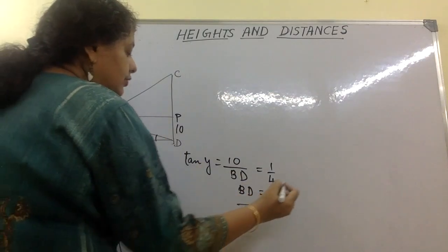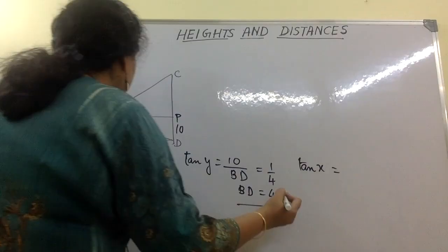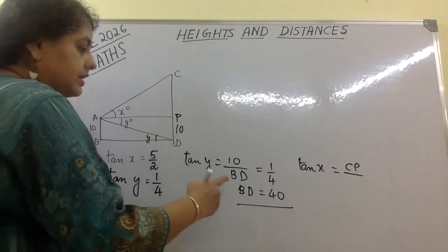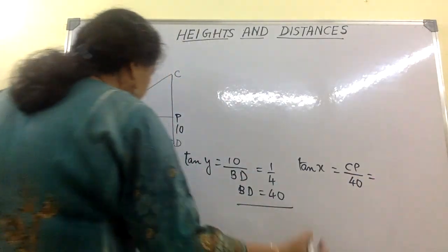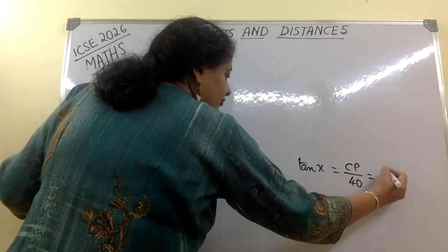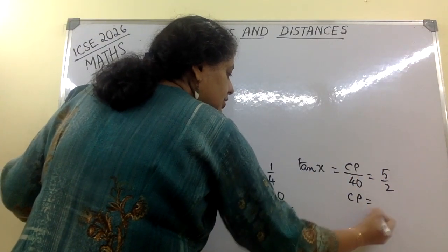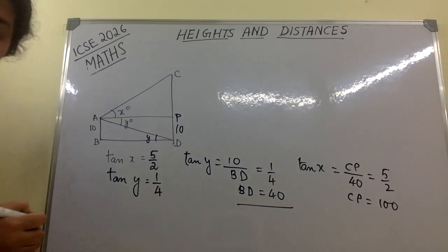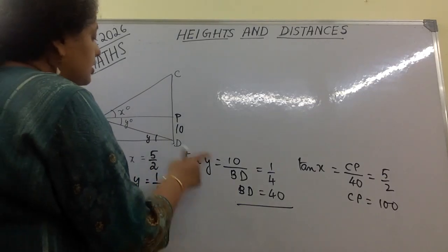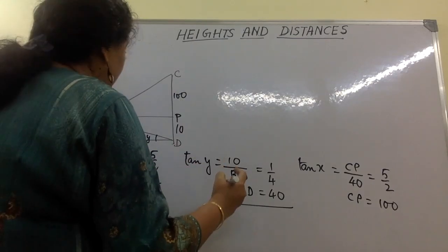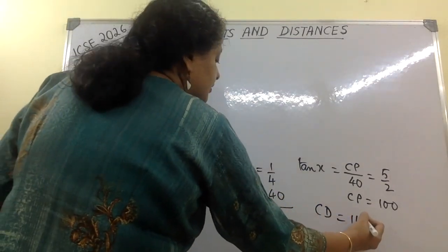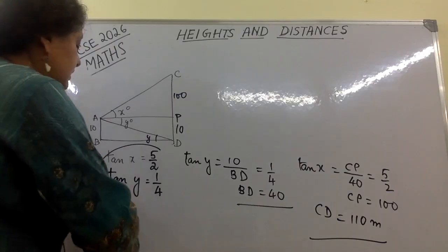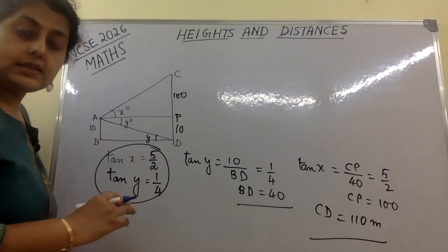So now we'll do tan x, which is CP by AP, and AP is 40, we just saw, and tan x is equal to 5 by 2. Okay, so CP is how much? It is 100. If CP is 100 and BD is 10, then my answer CD is 110 meters clearly. So this sum sometimes looks very difficult because of things like this, but never leave this question. It is the easiest possible sum.